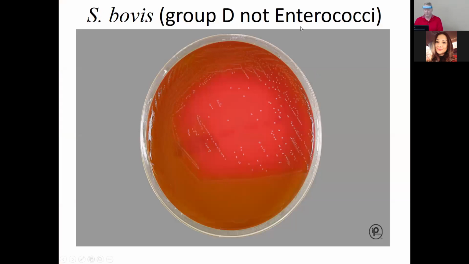here's another group D that's not enterococcus, and this one's used a lot of times for control. So a lot of times when we're IDing streps, this is a basic strep bovis, okay, and you see it sometimes growing in the control group of non-A, non-B strep, okay, in group D.